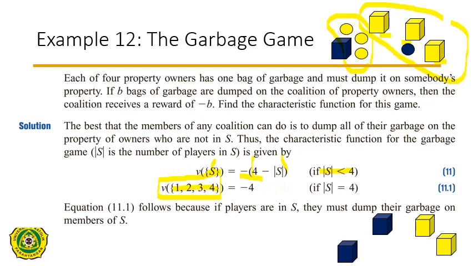Let's say another example, if the blue coalition consists of 2 property owners, and the yellow coalition also has 2 property owners. Then we can say that the V for the blue coalition is -2, because it receives 2 bags of garbage from the yellow, and then the V for the yellow property owners coalition is also -2.